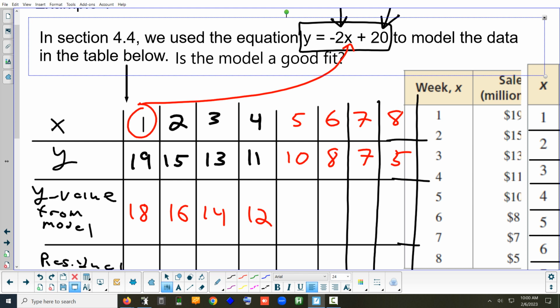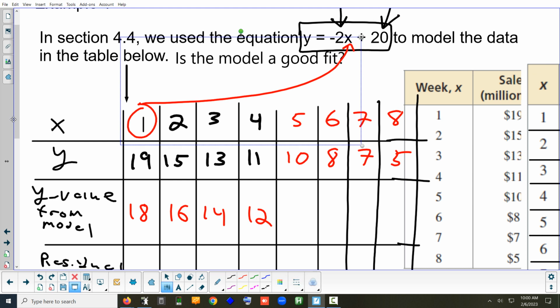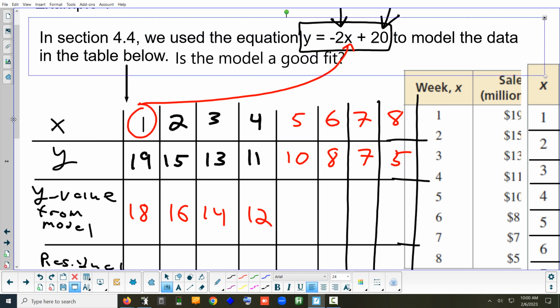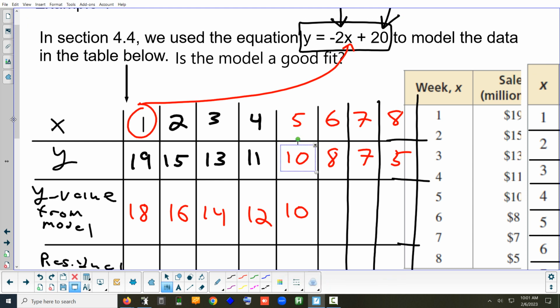Mia, if I plug in 5 for x, what's -2 times 5? -10. And what's -10 plus 20? 10. How about that time? Did the formula make a good prediction for the value the movie should have made? Yeah, it predicted it exact. So that's as perfect as you can get. The prediction matches exactly how much money it actually made.